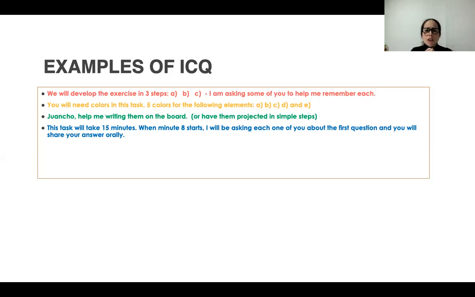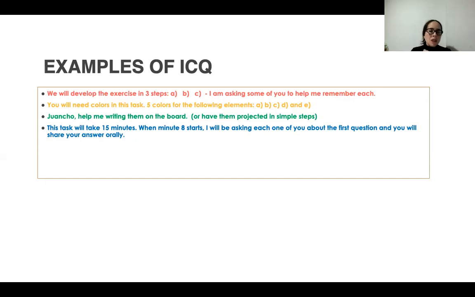So you will need colors in this task, 5 colors for the following elements, A, B, C, D, and E. So it's not just the colors and the surprise. They know what they're going to do with those colors. Why don't you help me writing them on the board? So maybe you can, okay, for advanced groups, you are going to say A, B, and C, and you are going to ask Juancho to help you copy the instructions on the board through keywords, or have them projected, as I pointed out before.